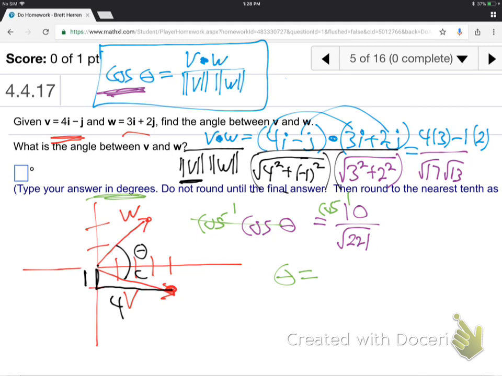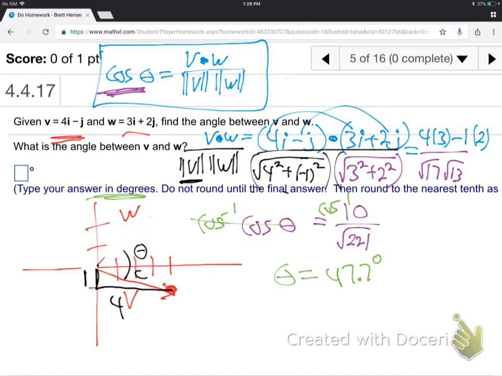Cosine inverse of 10 divided by... And you want it to the nearest hundredth, or tenth? Tenths, yeah, 47.7 degrees. Boy, it doesn't look like it on my picture. I guess I didn't do a very good job drawing my picture. You can tell my picture is bad.